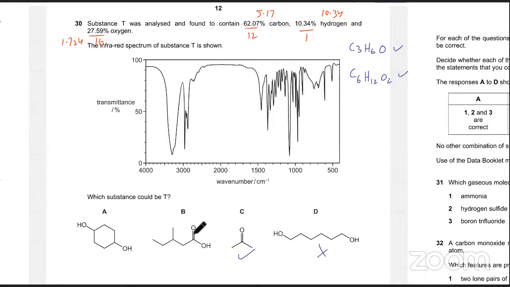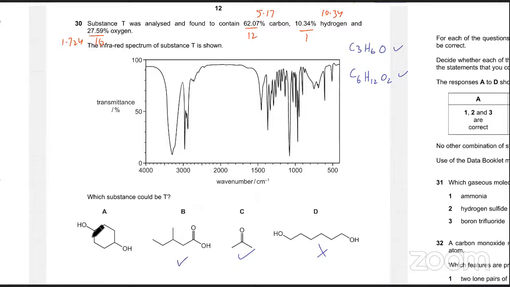What about this one? It's got 2 oxygens, so that's fine. 6 carbons, that's 1, 2, 3, 4, 5, and 6, so that's fine. Hydrogens, that's 3, and 3, that's 6. 2 over here, that's 8, and 1 over here, that's going to be 9, and 2 over here, that's going to be 11, and this is 12. Okay, that's fine. The empirical formula fits.